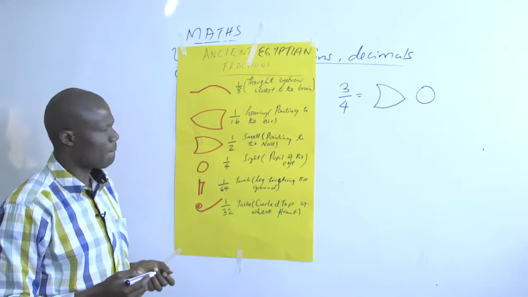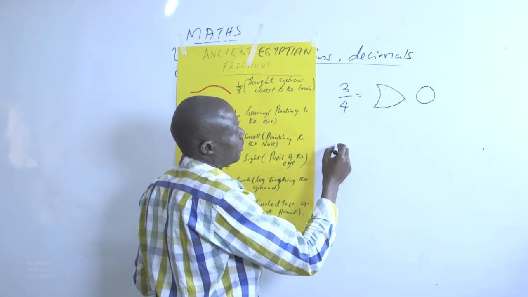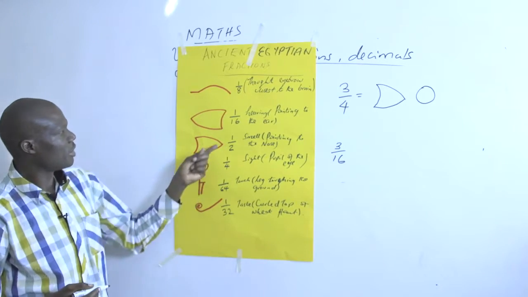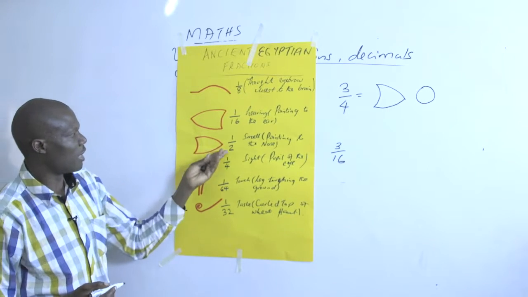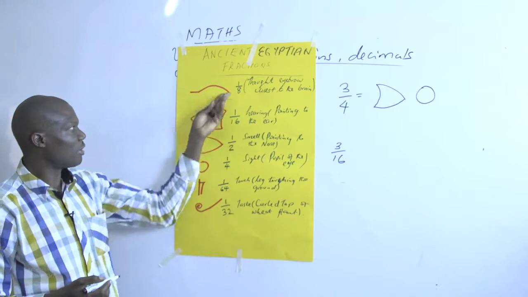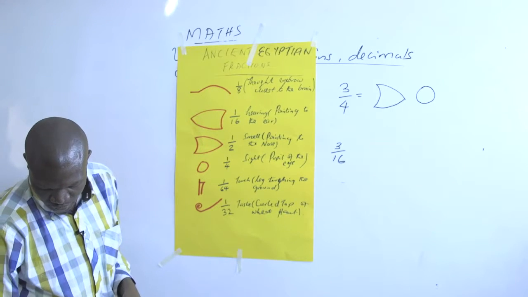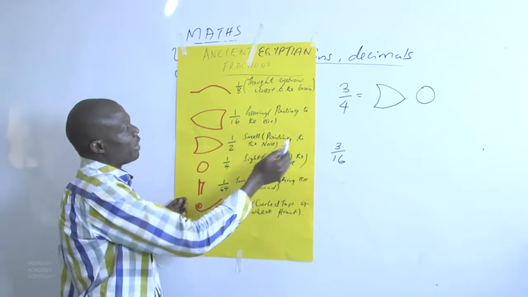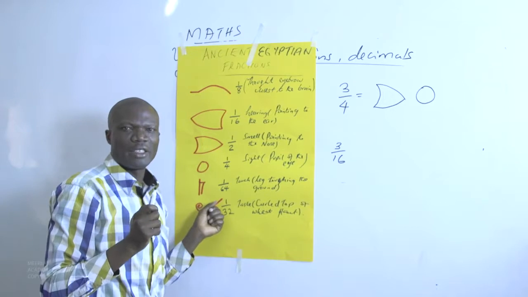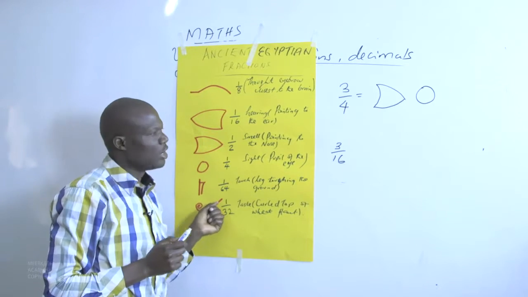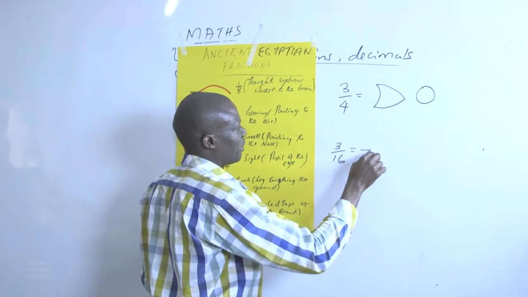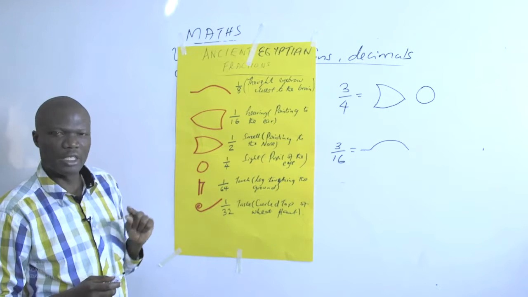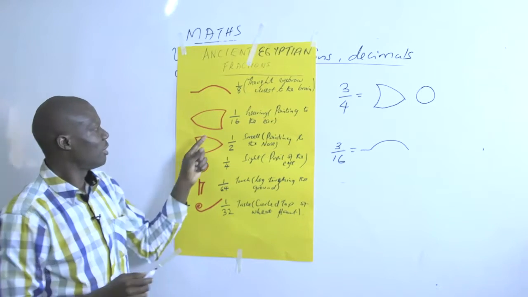Supposing we want to find out 3/16 using the symbols. What we have here is 1/16. We have a half, we have a quarter, we have an eighth. So to represent 3/16, we need to find out what we need. An eighth is equivalent to 2/16. So we shall require an eighth, which is equivalent to 2/16, and then we add 1/16, which is this one.